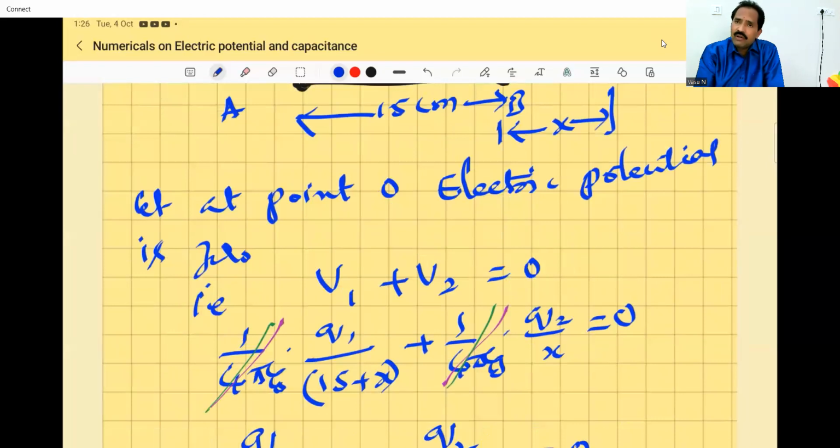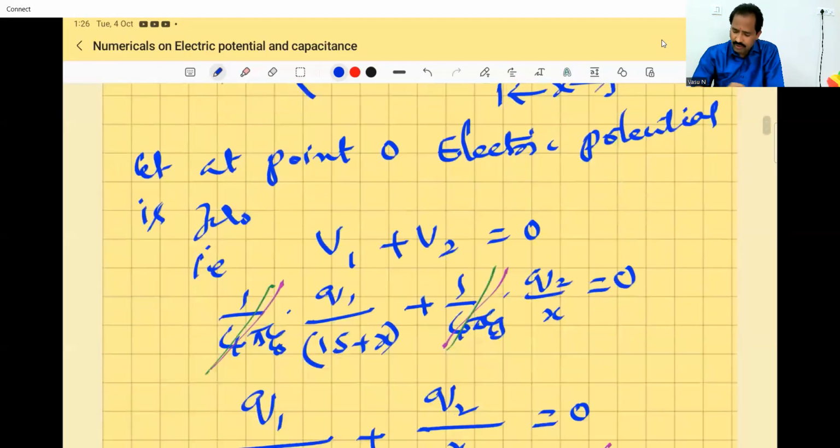Why is it only V1 plus V2? Because we have only 2 charges. If there are 3 charges, V1 plus V2 plus V3. If there are 4 charges, V1 plus V2 plus V3 plus V4. Since it is given net potential 0, we can equate V1 plus V2 is equal to 0.